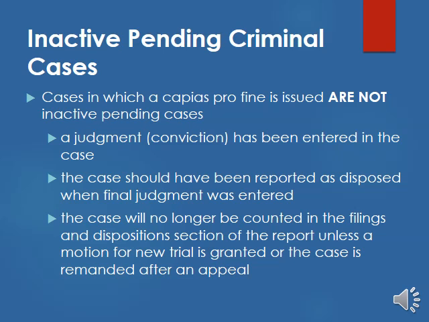I would also like to bring up an example of cases that many courts have incorrectly thought were inactive, and that is cases in which a capias pro fine is issued. If we go back to the original definition of a pending case, which includes inactive cases, the case does not have a final judgment. Therefore, capias pro fine should not be included in the inactive case total, as a judgment has been entered in the case and was reported as disposed of on the report when the final judgment was entered. Now, if a motion for a new trial is granted or the case is remanded after an appeal, then you would apply the criteria outlined to determine if the case should be shown as active or inactive.